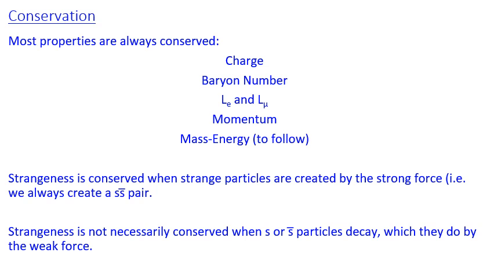Right, so most properties are always conserved. So they're easy, and you should just learn these. These should be ready to go, because if you get a question on them, it's a gift. So charge, baryon number, electron and muon lepton numbers, momentum, and mass energy are all conserved. Note that I haven't taught you about mass energy yet, and that will be coming in section 5 of this course.